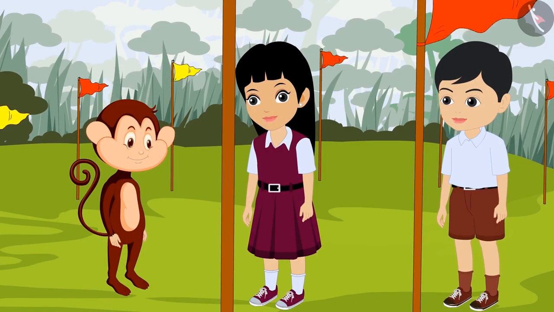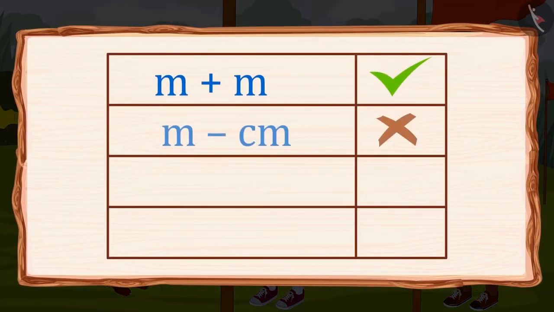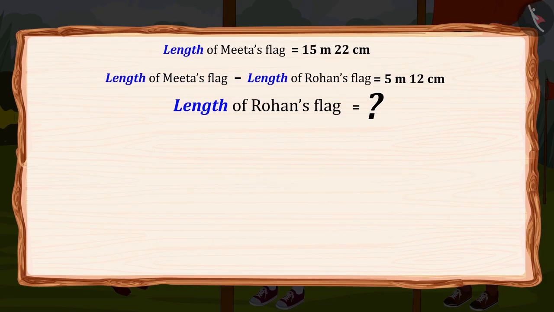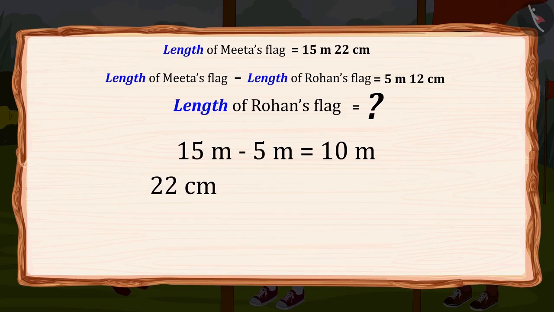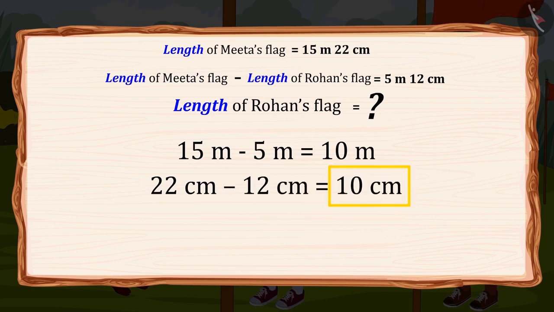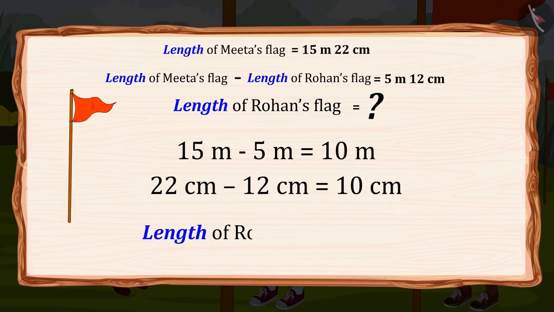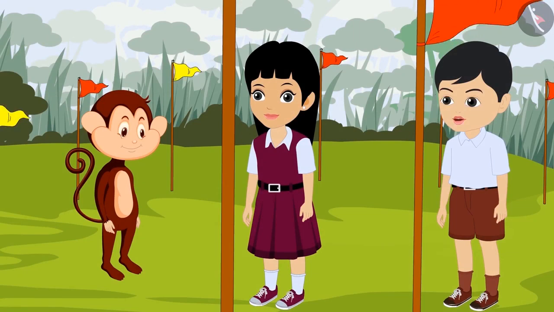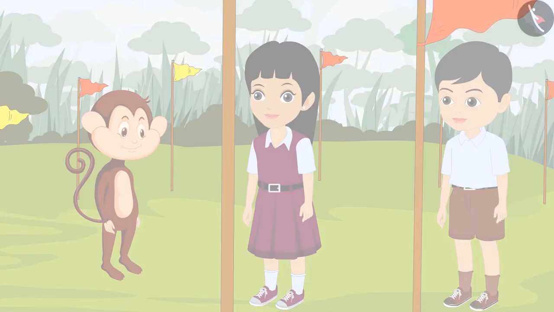Meeta, keep in mind that we can add, subtract, multiply and divide only similar measuring units. Yes, 15 meters minus 5 meters equals 10 meters and 22 centimeters minus 12 centimeters equals 10 centimeters. That means the length of Rohan's flag is 10 meters, 10 centimeters. Oh wow, Meeta, absolutely correct answer.